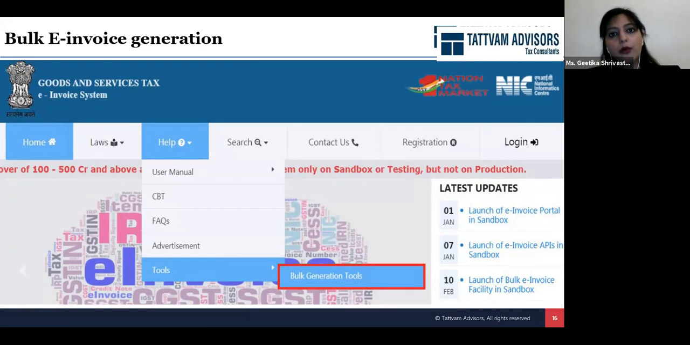So in case you want to test any particular single invoice, whether the generation is happening or to see what challenges are coming, then you can use the bulk generation tool, the offline utility, as we call it in layman language. Use that tool, give the details of that single invoice and upload it, and the invoice IRN number will get generated for that as well. So on the home page, you go under the help tab, tools, bulk generation tool.